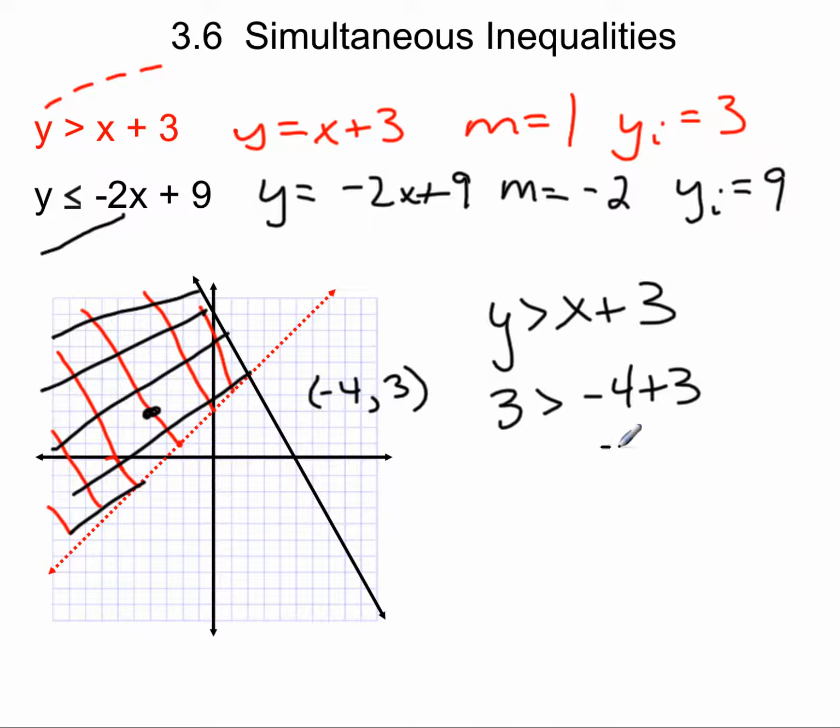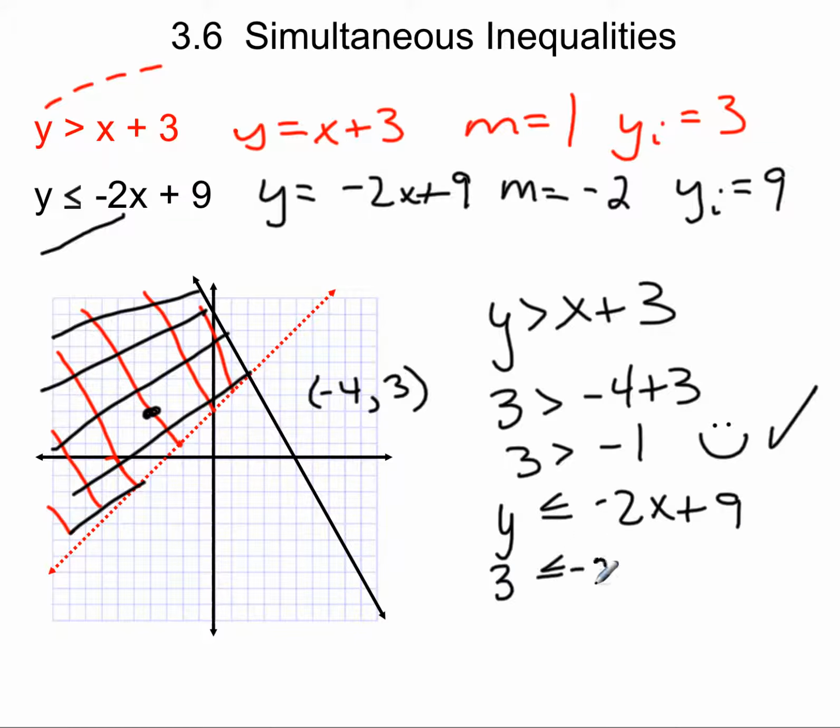Negative 4 plus 3 is negative 1. Is 3 greater than 1? Yes, indeed, that works. But it has to also work in the other equation. y is less than or equal to negative 2x plus 9. y in this case is 3, is less than or equal to negative 2 times negative 4 plus 9.